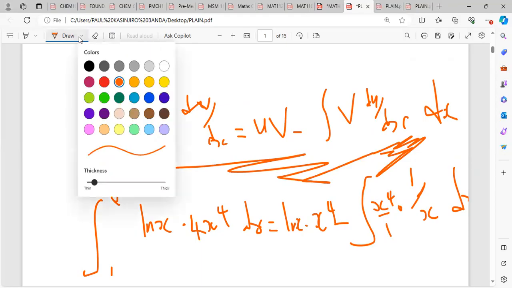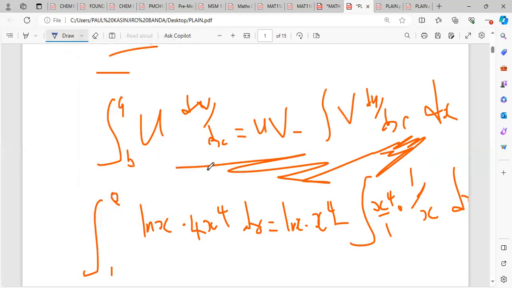Okay, so the only thing that you have to do for you to know the formula is you have to look at it, memorize it, and then solve questions using it. That's the only way you have it stick into your head.